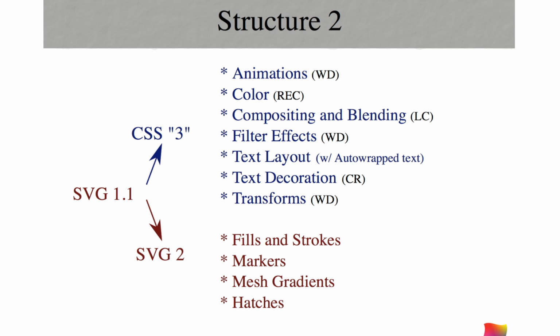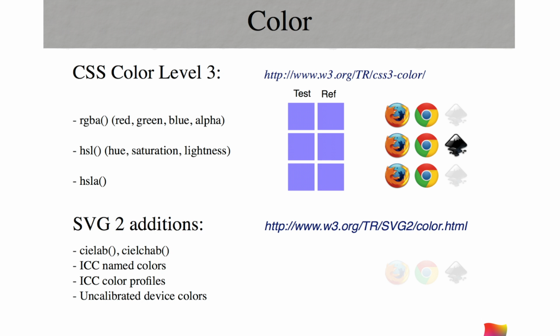So here's kind of a structure of what SVG2 is going to look like. We have SVG 1.1 getting split into CSS3 modules plus SVG2. And so you kind of see the division, and my talk will kind of follow this division here. So let's start with color.